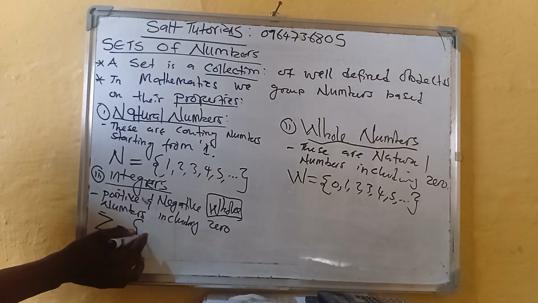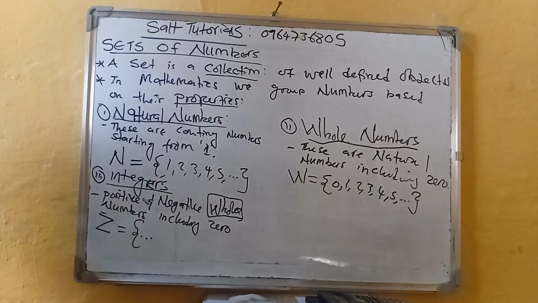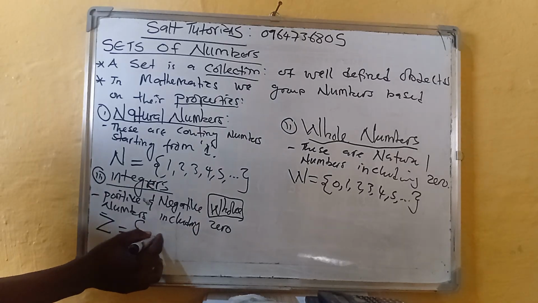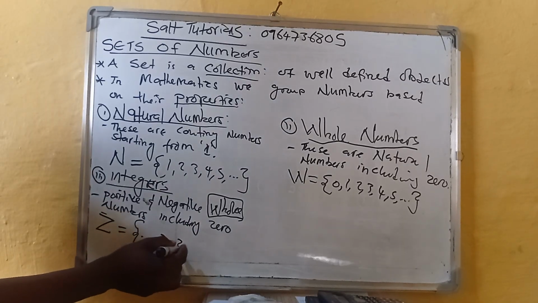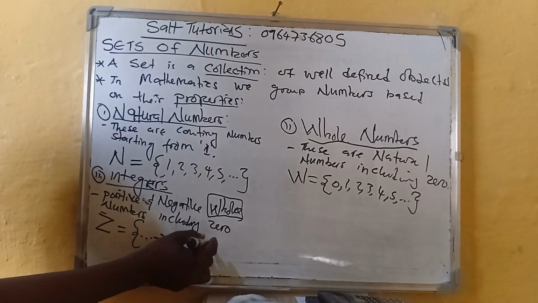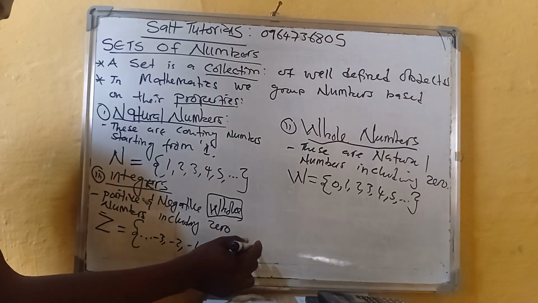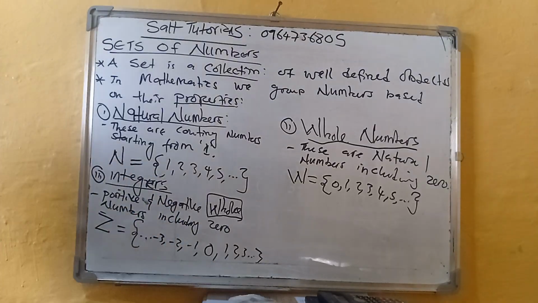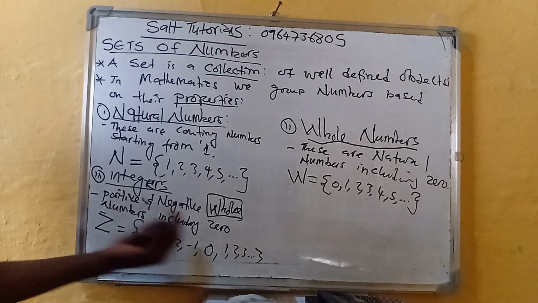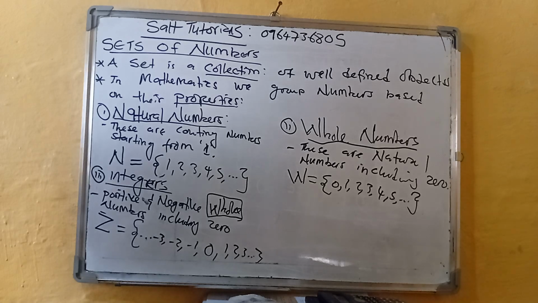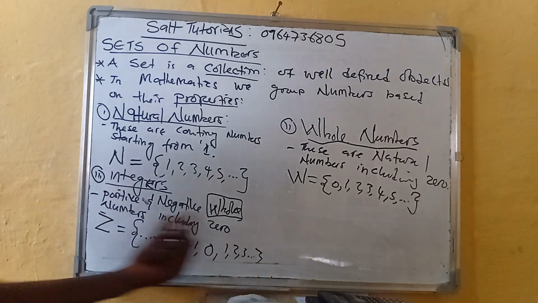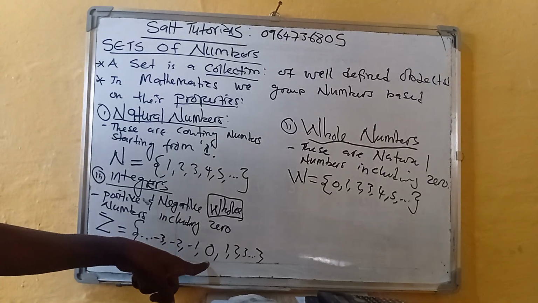So I can list it starting from dots, indicating that there are more numbers this side, maybe negative 3, negative 2, negative 1, 0 included, 1, 2, 3, and the count continues with 3 dots indicating that it is still endless. This side is endless, even that side is endless. They are whole numbers, positive whole numbers and negative whole numbers. At the same time, we are including a 0.